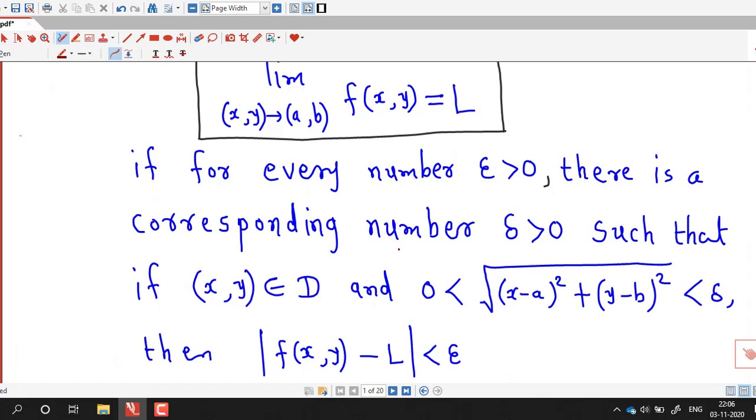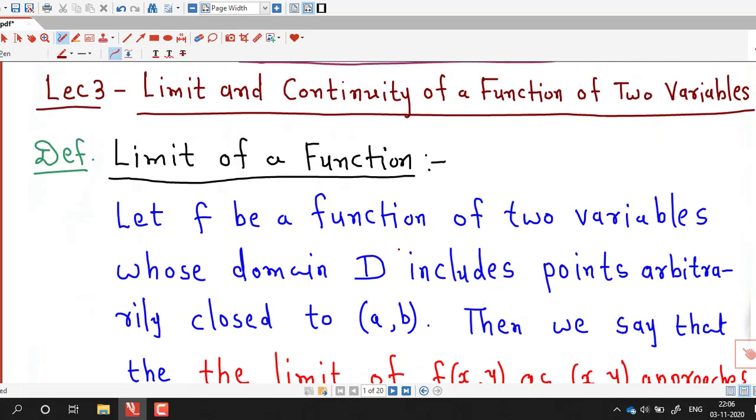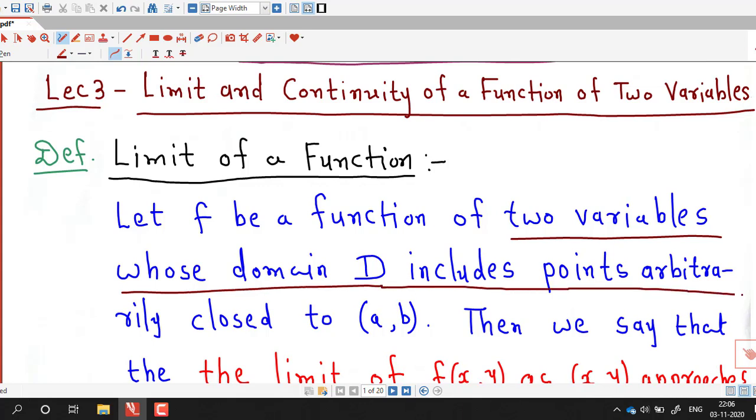So we just read the formal definition of the limit of a function. Let f be a function of two variables whose domain, capital D, includes points arbitrarily close to this fixed point (a, b). So we want to determine the limit of this function f as (x, y) approaches this fixed point (a, b). This is the point at which we want to determine the limit of the function.